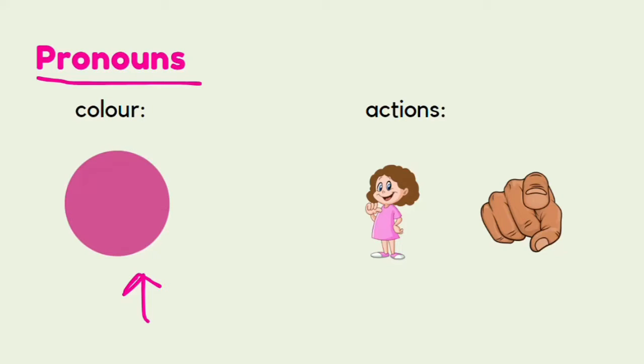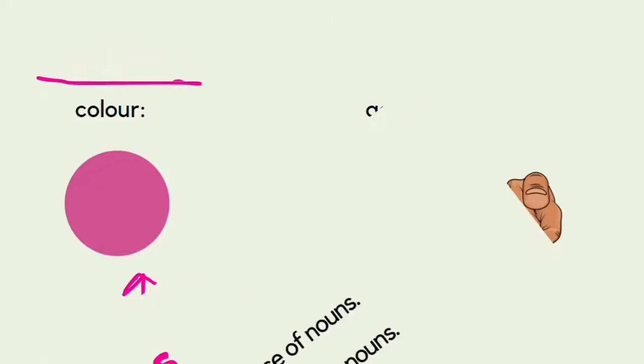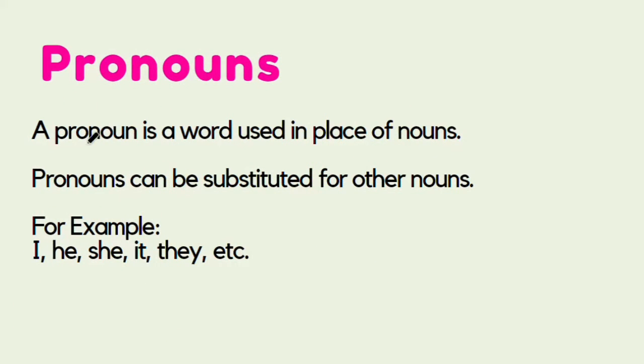So first let's learn something about pronouns. What are they? And then I'll explain in detail how you will give the lesson to kids. Okay? So pronouns. A pronoun is a word used in place of nouns. Or you can say pronouns can be substituted for other nouns. For example, I, he, she, it, they, and some other words are pronouns.